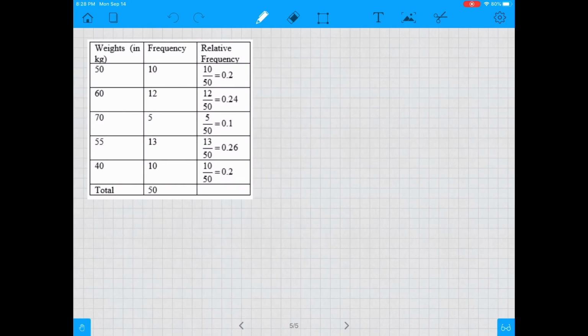So just as another example about frequency versus relative frequency, you can see here, this is just a count. There are 10 people that weigh 50 kilograms here. However, relative frequency shows that 20% of the overall people were in this weight class. And then 12 people in the next one versus 24%. So it's really, really important here to understand the difference between a frequency table and a relative frequency table.